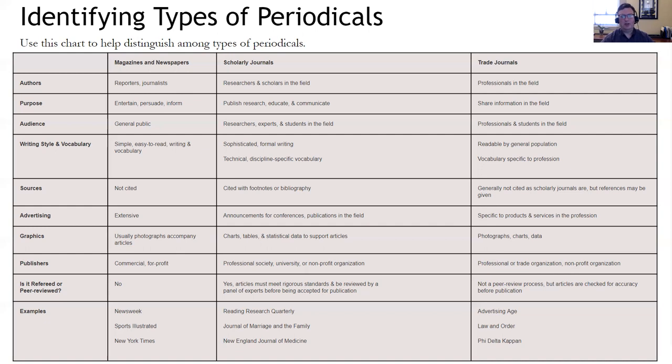And then trade journals, those are going to be journals that feature news and practical information related to a specific profession or occupation. And you can see here, like Advertising Age, that's really for people that work in the advertising industry. And those may be helpful too. Any questions about that before we move on? Okay.